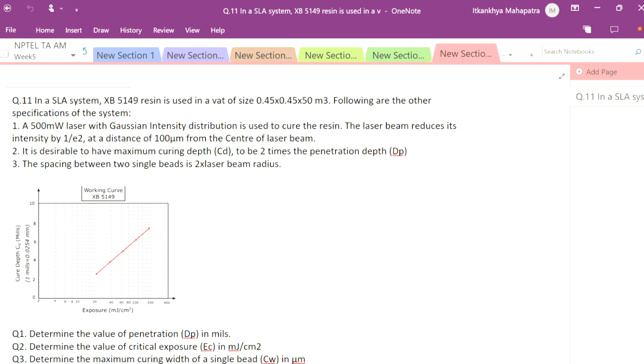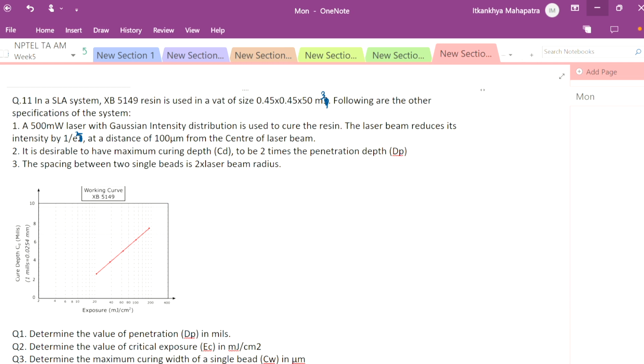So this is an SLA system where we have been given a particular resin which is used in a vat of size, this is meter cube. And these are the specific stations of the system. A laser beam with Gaussian intensity distribution is used to cure the resin. The laser beam reduces its intensity by 1 by e square at a distance of 100 micrometer from the center of the laser beam.